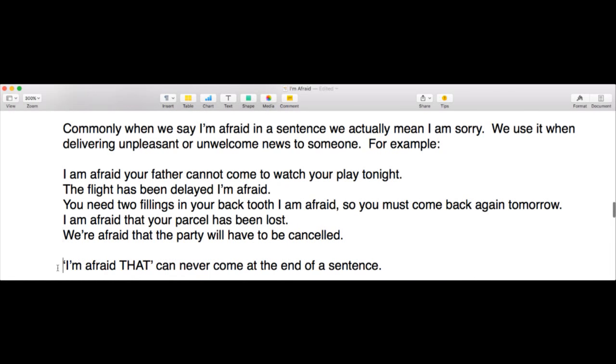So notice something to be aware of, and I'm not sure why, but sometimes we just say I'm afraid and then the bad news, but other times we say I'm afraid that and then the bad news. You can use them pretty much interchangeably. I'm afraid I can't come, or I'm afraid that I can't come. We use them interchangeably, but there's one rule.